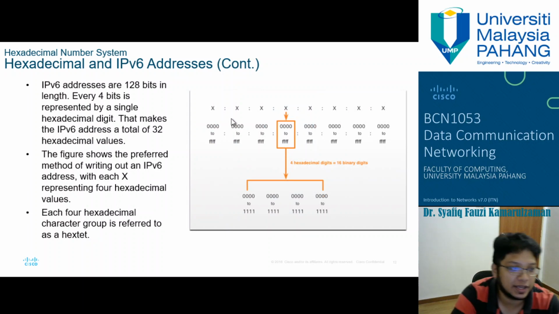So basically IPv6 they have sets of 128 bits. Okay, 128 bits as addresses. So these 128 bits they are separated into 8 sets of hexadecimals. Okay, 8 sets of hexadecimals. So each of the 8 sets of hexadecimal, they represent 32 bits.